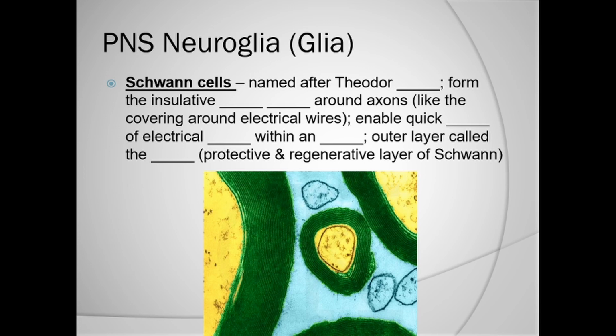And the green layering is one Schwann cell. It wraps itself around and around the axon multiple times, and the more layers wrapped around it, the more the insulating ability of the Schwann cell.